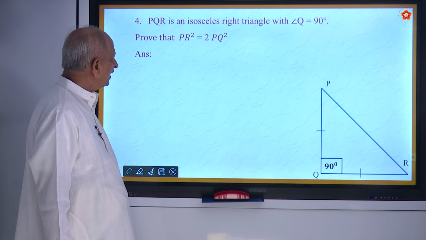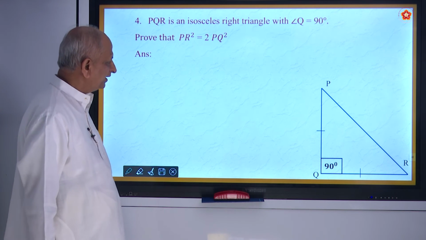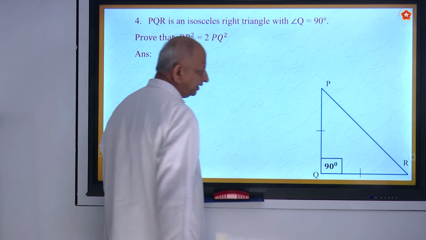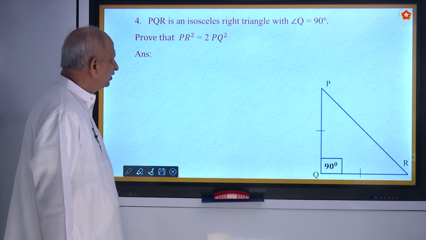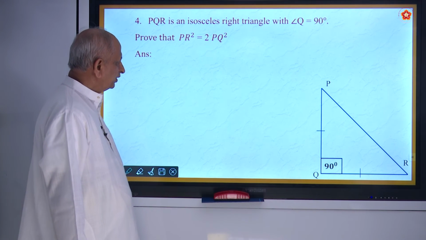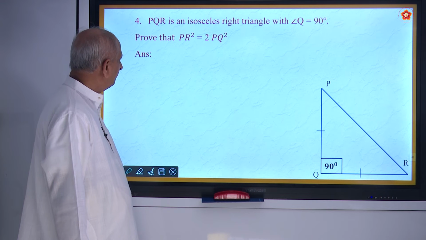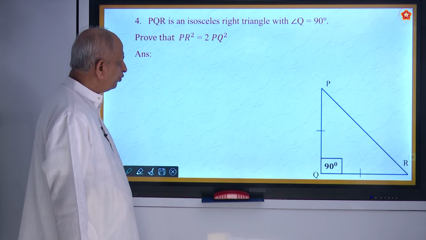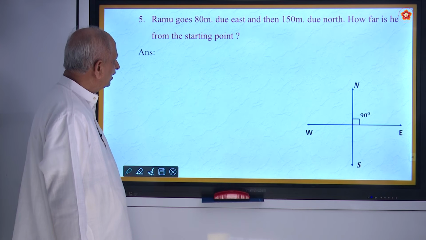PQR is an isosceles triangle, a right angle triangle. Isosceles means two sides are equal. Angle Q is equal to 90 degrees. Prove that PR square is equal to 2 PQ square. How to prove that?